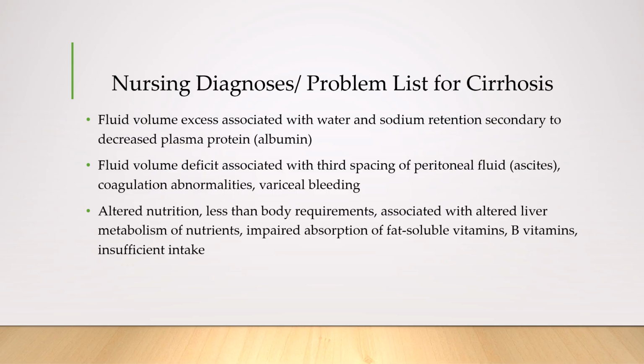Some nursing diagnoses and a problem list for cirrhosis. Fluid volume excess associated with water and sodium retention, secondary to decreased plasma proteins, otherwise known as albumin. Fluid volume deficit associated with third spacing of peritoneal fluid, otherwise known as ascites. Coagulation abnormalities, and variceal bleeding. Altered nutrition, less than body requirements, associated with altered liver metabolism of nutrients, impaired absorption of fat-soluble vitamins, B vitamins, and then insufficient intake.